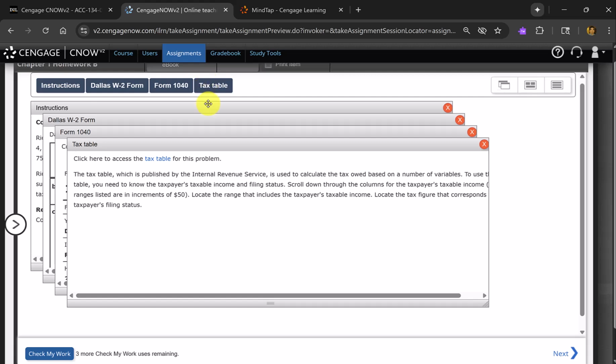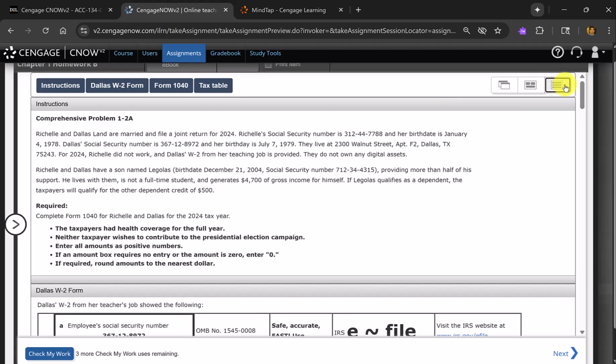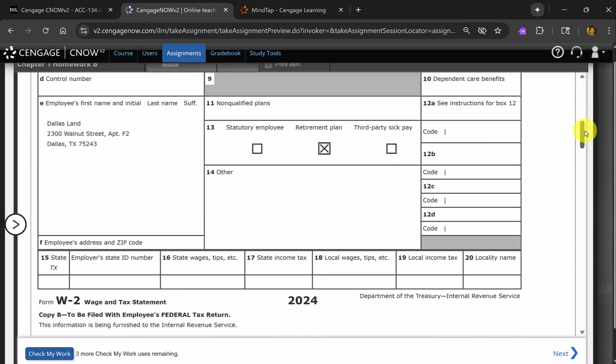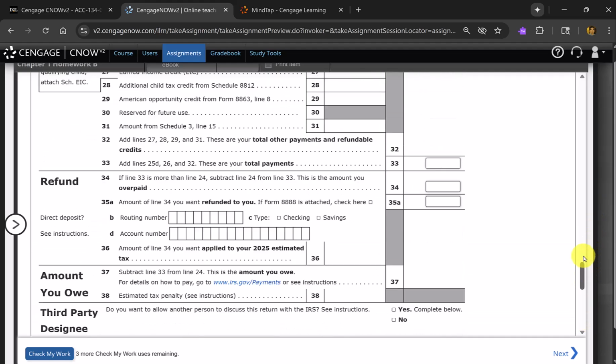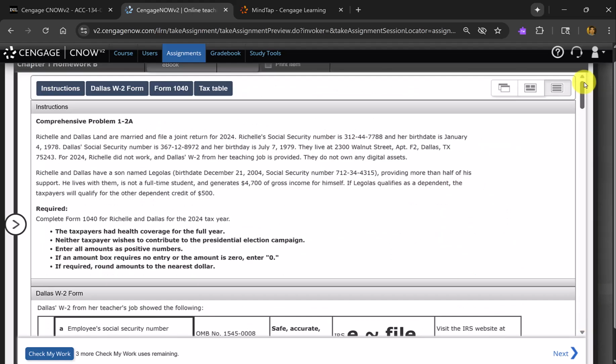by clicking on them. And instead of this cascading format, we can put everything into one long column by clicking on the right of these 3 buttons here. Now we can use the scroll bar to go up and down those 4 different documents. And here are the instructions at the beginning. Again, this matches the same problem at the end of our chapter.